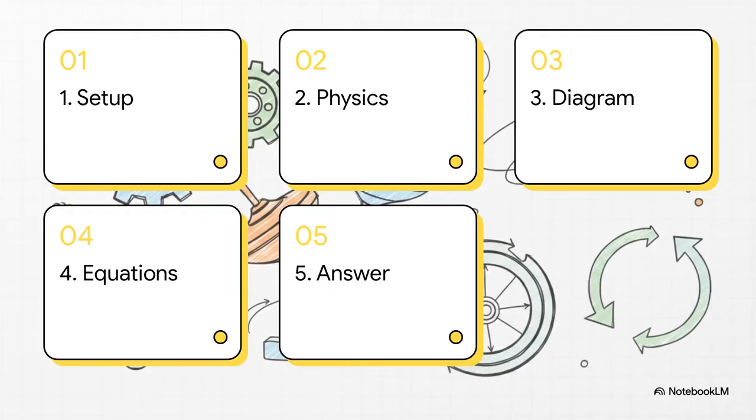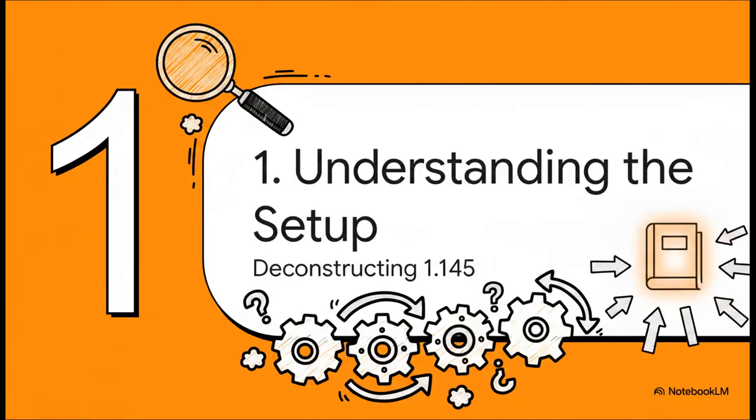Here's our roadmap. We'll break down the problem, pick our physics tools, draw a picture of what's happening, turn that picture into math, and then finally, get our answer. Simple as that. First things first, we have to really carefully read the problem and pull out all the key pieces of information. I can't stress this enough. Getting this part right makes everything else so much easier.